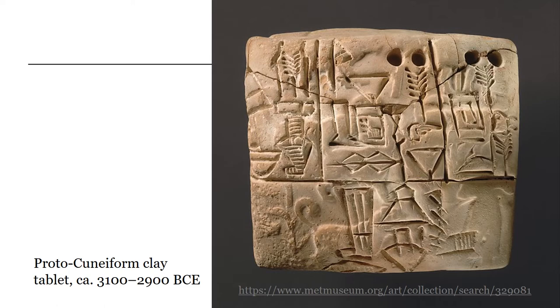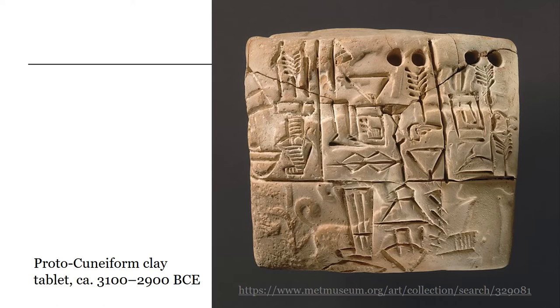As a solution to this problem, writing emerged. And what you see here in this image is one of the first known examples of writing that we've got. It's a little clay tablet, and these various signs that you see in the clay tablet were etched into the clay when it was still soft. It has been discovered in the area around Uruk, and dates from around 3000 before the Common Era.